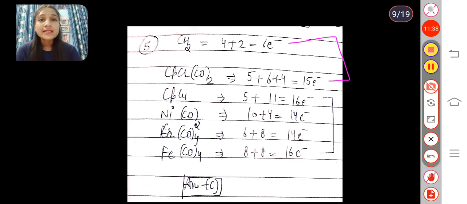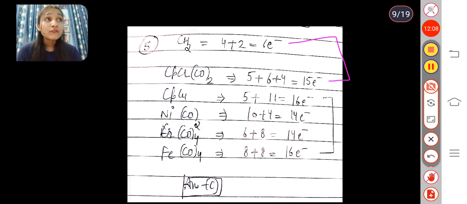So it is isolobal with the complex which have 16 electrons, because they are correspondingly equal to this one. So either the complex has 16 electrons to fulfill the condition of isolobality with CH2. In the first complex we have 15 electrons, so that is not isolobal with CH2. Second is CpCu. For Cp we have 5 electrons, and for Cu the valence electron count is 11.